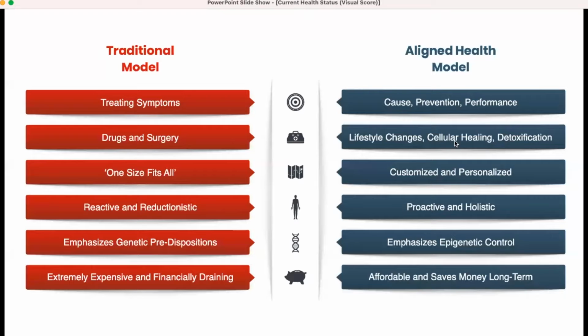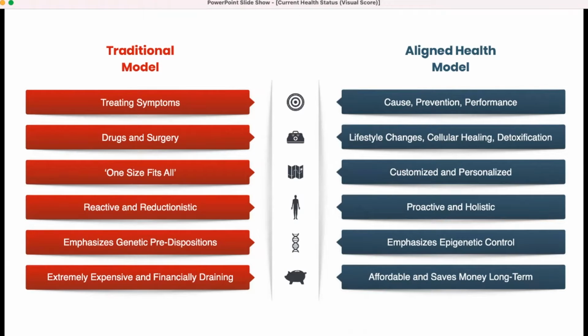So I'm going to share a screen with you for a minute to also help convey what it means to really have a root cause medicine approach in this new aligned healthcare model versus a traditional model. So in the traditional model, they're going to be focusing more on treating the symptoms. And in the root cause aligned healthcare model, we're going to be focusing on what is the cause, on prevention, and improving the performance of your body and the cells.